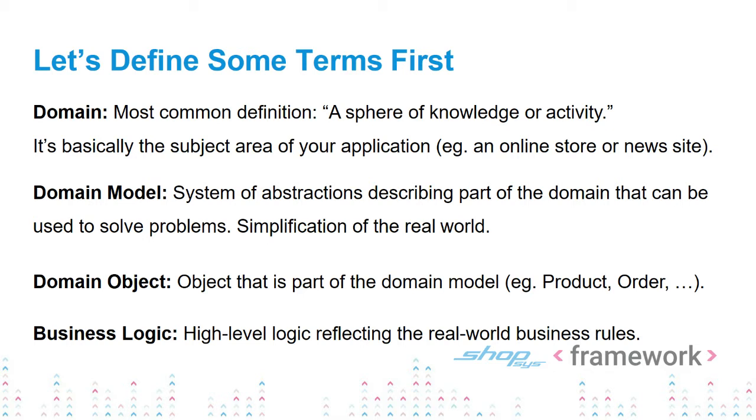Domain model is then a system of abstractions to model the relationships and the behavior of the domain. It's just a simplification of the real world in terms of code. A domain object is then a part of this domain model that is an object, for example product, order, bank account. And then there is business logic, which is high-level logic reflecting the real-world business rules. Also, it's called domain logic.